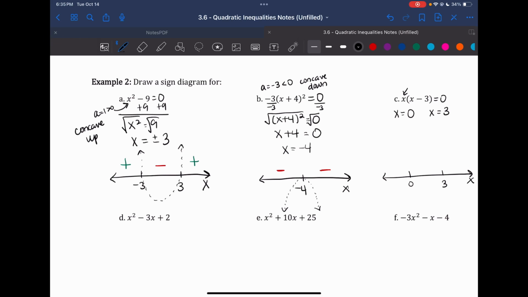and then again, there's no number in front, but we know that means that a equals 1, which is greater than 0, so it has to be concave up. So I just imagine a parabola going up. So on the right and the left-hand sides, they are positive. In the middle, it is negative.